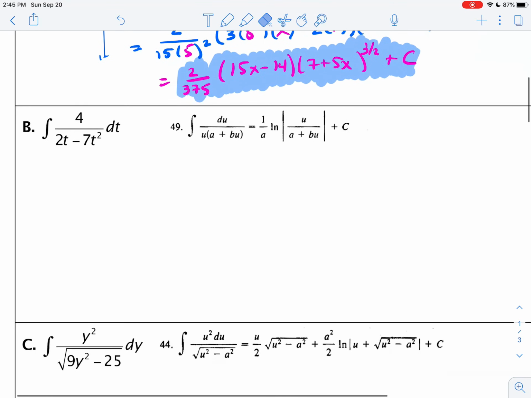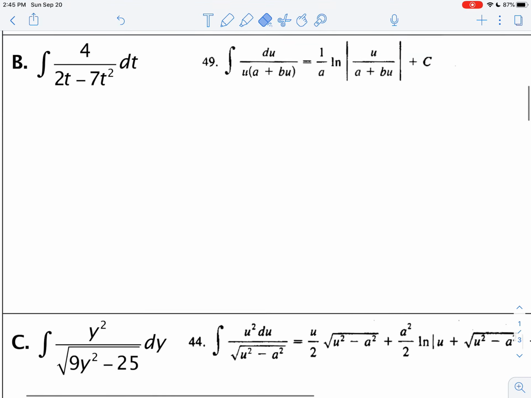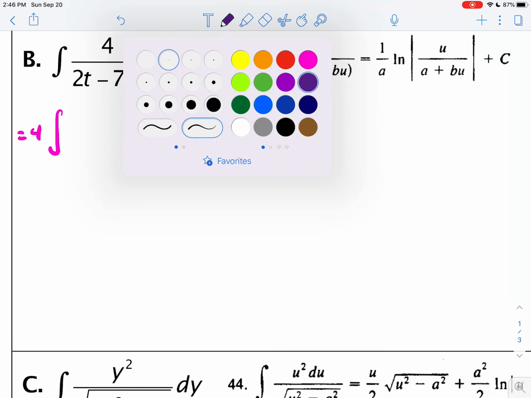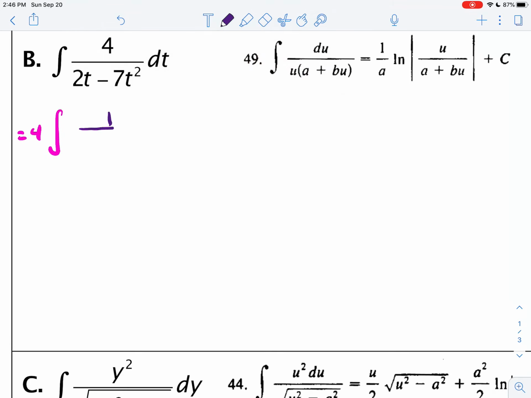Good. All right. In this next one, I see that I might need to make a few adjustments to my original integral, but I can see that this is a u variable times a linear expression. If I rewrite 4 over 2t minus 7t squared, I can move the 4 to the outside, and I end up with 1 over, and if I factor the denominator, t times 2 minus 7t dt.